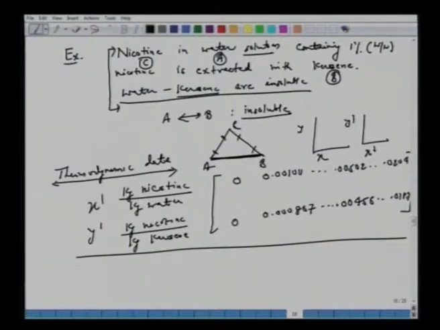The problem here says you take 100 kg of feed. When we say feed, it's water and nicotine, and it's treated with 150 kg of solvent, which is kerosene here.